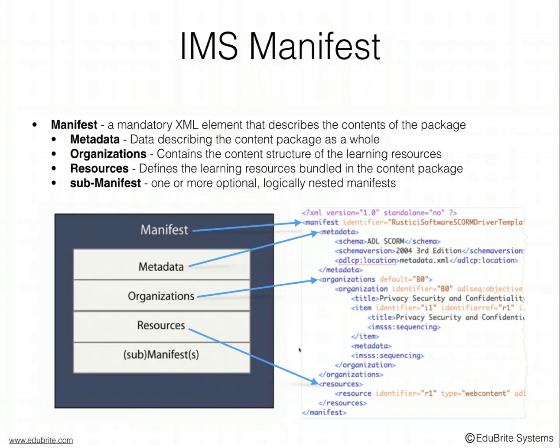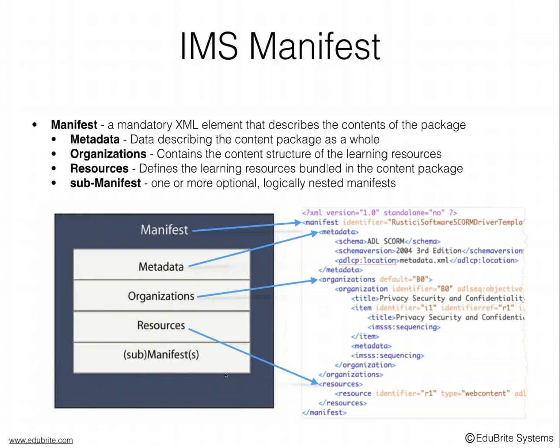Resources is an XML element containing references to all of the actual resources and media elements, including the metadata describing the resources and any references to any external files. Submanifests are optional, not often used, but they describe any logically nested units of instruction that can be treated as standalone units. These child manifest elements are referred to as submanifests.